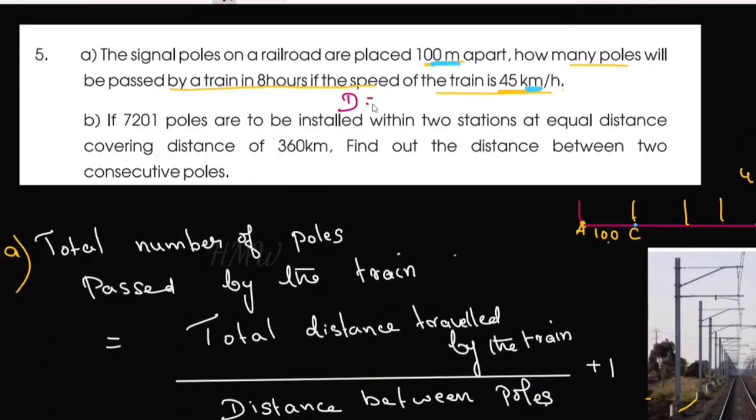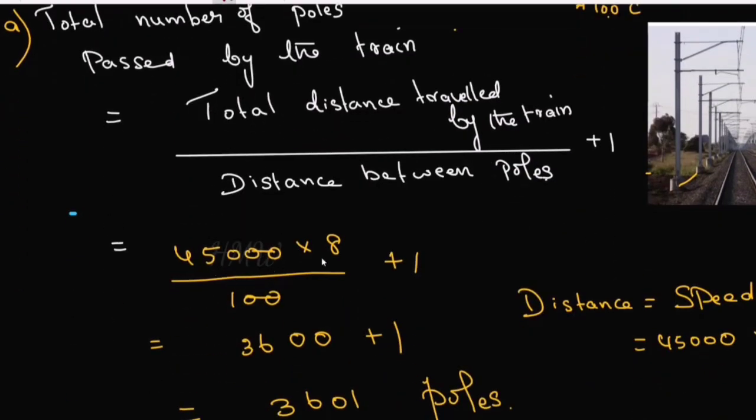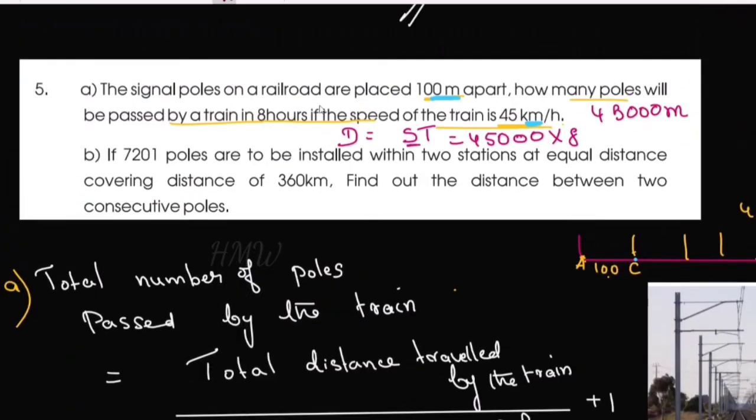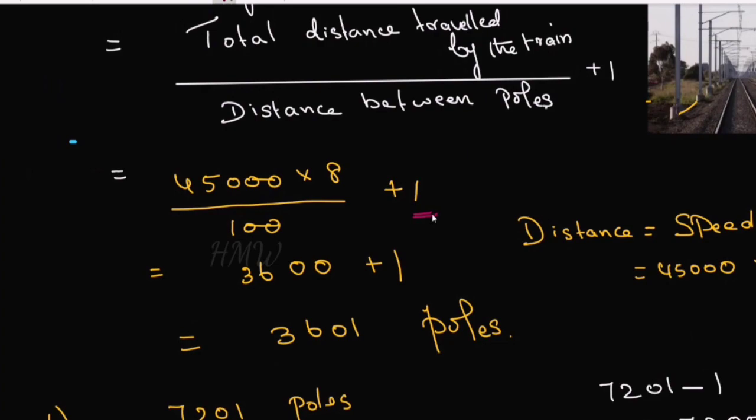Distance is equal to speed into time. What is the speed? 45 km, convert into meters, so it becomes 45,000. So this is 45,000 into time. Time is given as 8 hours. That is the distance. So 45,000 meters, 45 into 1000. So this is 45,000 into 8, divided by the distance between poles, which is 100, plus 1.